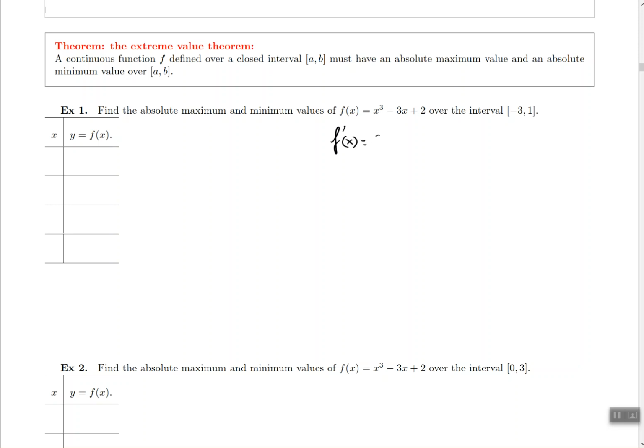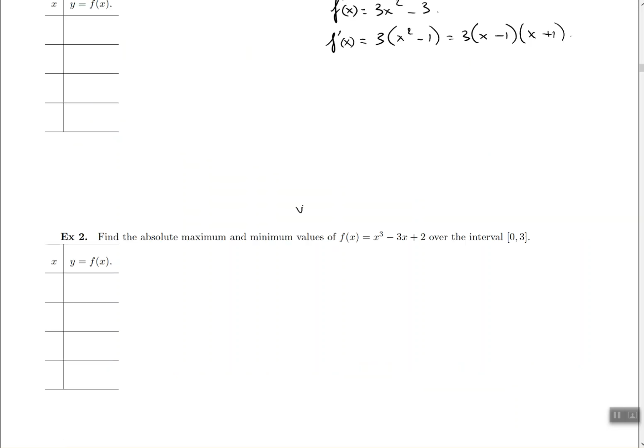The derivative of x cubed is going to be 3x squared, the derivative of 3x is going to be 3, and the derivative of 2 is going to be 0. Let's factor this derivative by pulling a 3 out, the GCF, and we get x squared minus 1, which is the same thing as saying x minus 1 and x plus 1.